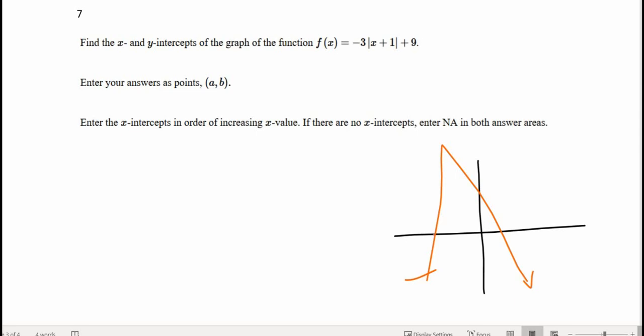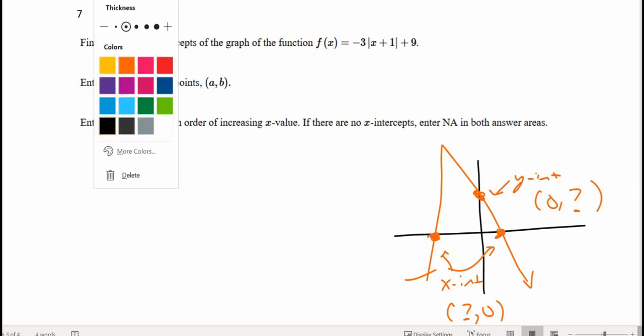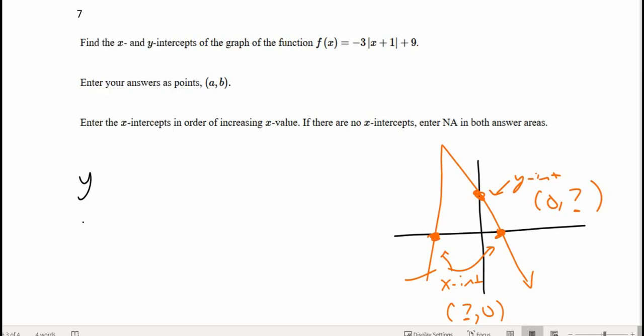Remember, the x-intercepts are these two points where it's crossing the x-axis. So those are my x-intercepts. Wherever it crosses here is the y-intercept. Now we know the y-intercept is the point 0, something, and x-intercepts are the point something, 0. Let's find the y-intercept first, because this tells me to substitute 0 for x. So we just want to find f of 0.